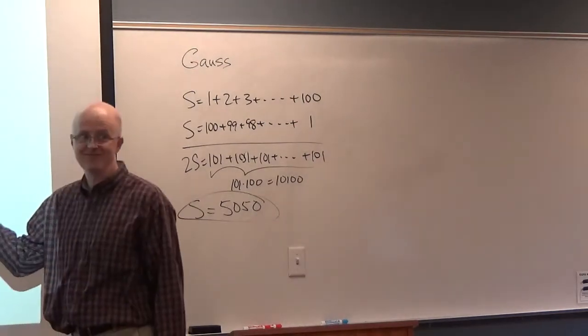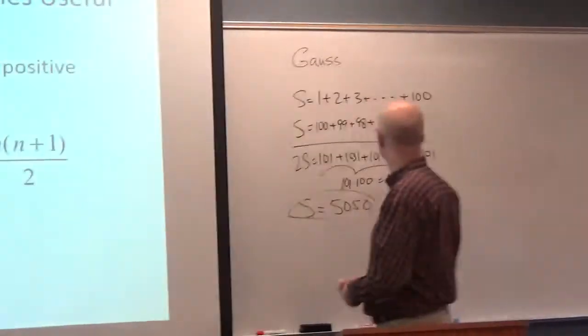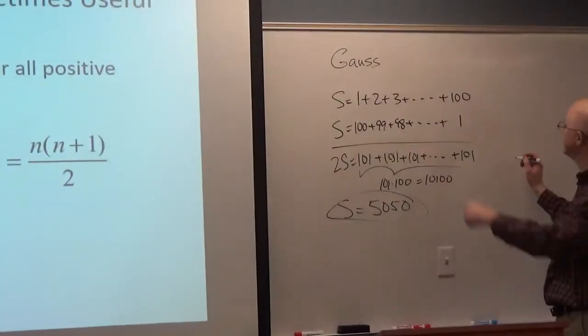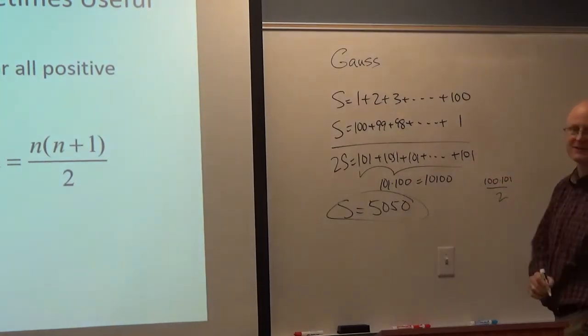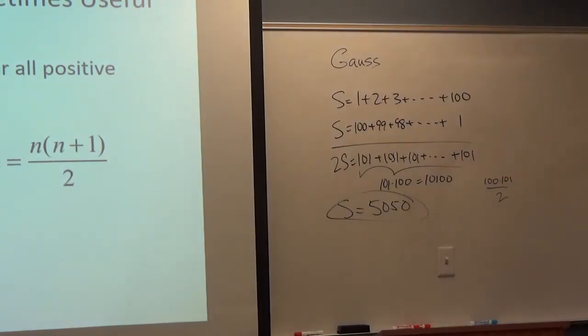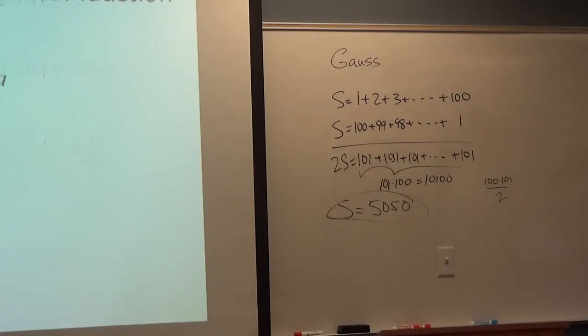This formula can be derived in the same way. And if you think about it, n times n plus 1 over 2 is the same as 100 times 101 over 2 in this situation. But that's not a proof, right? We've got to prove with induction. The formula can be derived with this technique. And some people might call the general derivation a proof, but we're going to prefer using induction.